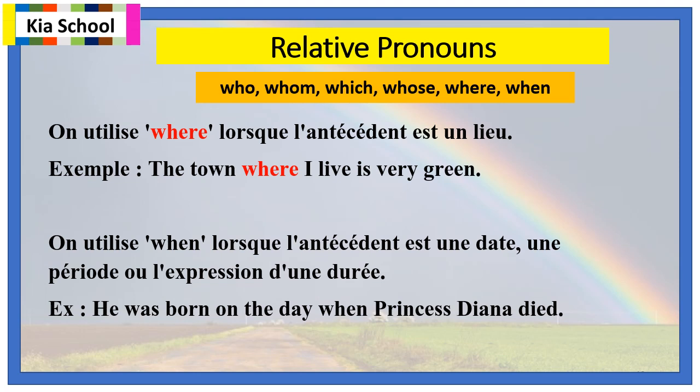Now, where. On utilise where lorsque l'antécédent est un lieu. Exemple. The town where I live is very green. Maintenant, when. On utilise when lorsque l'antécédent est une date, une période ou l'expression d'une durée. Exemple. He was born on the day when Princess Diana died.